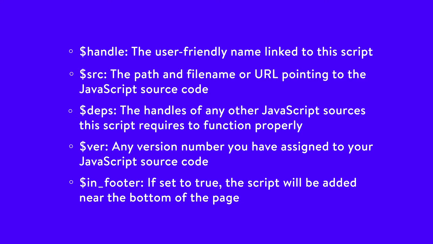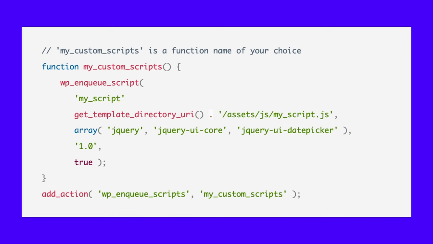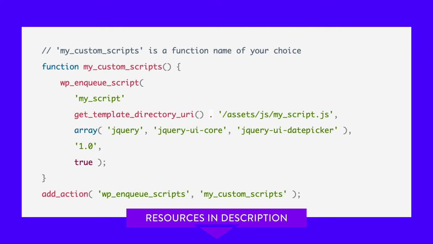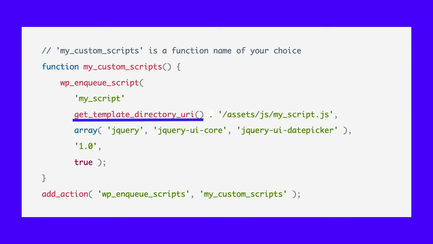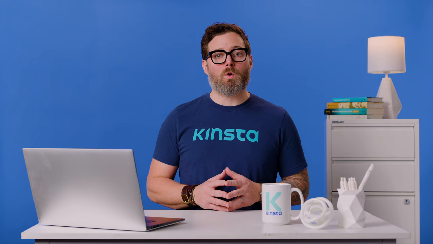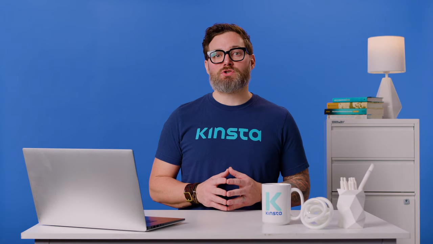After a script is queued, it's added to a page with the add_action function. See it all in action by adding a block like this at the bottom of your functions.php file. Here, the new jQuery script is given the handle myScript, and the WordPress utility function get_template_directory_uri helps build a URL for the JavaScript file within the theme's directories. An array of other handles tells WordPress that myScript depends on jQuery core, jQuery UI core, and the jQuery UI date picker plugin. Finally, we've assigned the script version number 1.0 and asked it to be placed near the bottom of the page.